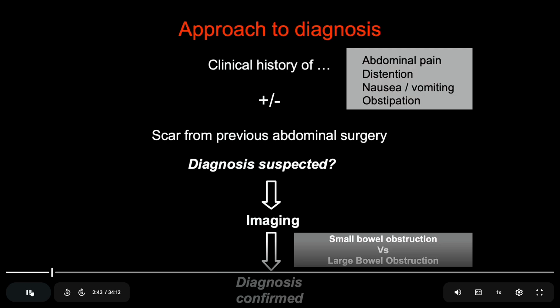The diagnosis of an intestinal obstruction starts with a clinical history of abdominal pain, abdominal distension, nausea, vomiting, and obstipation, plus a physical examination which may or may not reveal a scar from a previous abdominal surgery. With this, a diagnosis of intestinal obstruction is suspected. Then we do an abdominal imaging, and if with radiologic findings, the diagnosis of intestinal obstruction is confirmed.